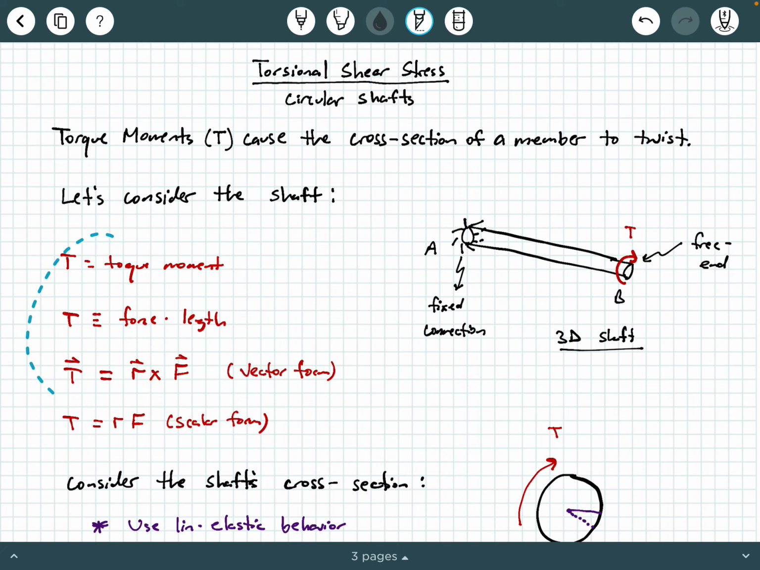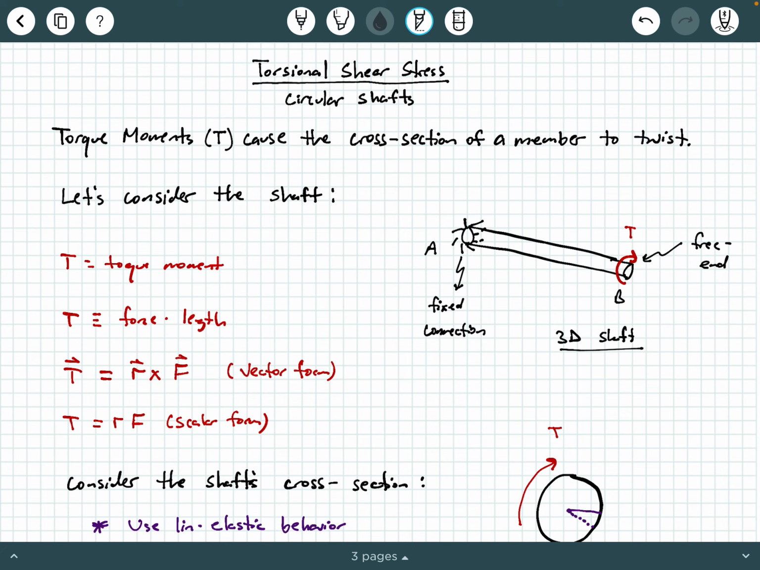So let's define our variables here in red. First, we have T as our torque moment, okay? And this is what we would call an applied torque moment. Now, as I mentioned before, torque moment is a type of moment. So it has units. Remember, this little triple equal sign means has units of force times length, okay? So that would be like kip feet, pound feet, Newton meters, something like that, force times length.